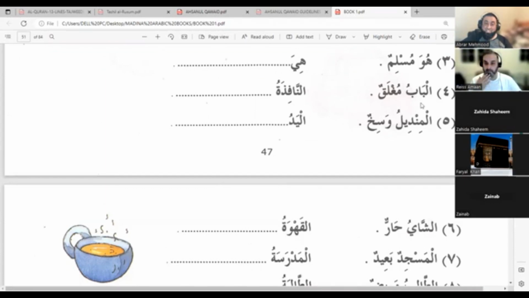Let's translate word for word, inshallah. Al-Babu, door. But what does the Al make it do? The door. Mughlaqun. The door Mughlaqun. The door is closed.